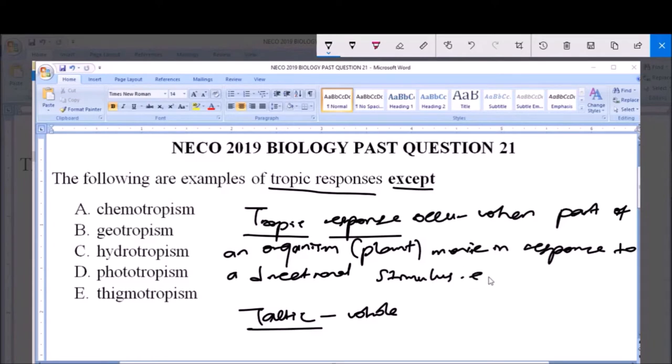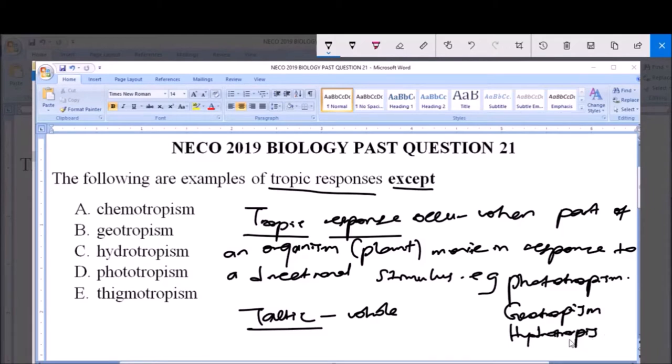Now, examples of tropic responses include phototropism, whereby a part of a plant, like the shoots, responds to light. It moves in the direction of the light. Another example is geotropism. Also, the shoot of plants responds to gravity. Those are parts of the plant, not the whole plant. Also, hydrotropism, as you can see in the roots of plants, which move in the direction of water. Then you have thigmotropism.